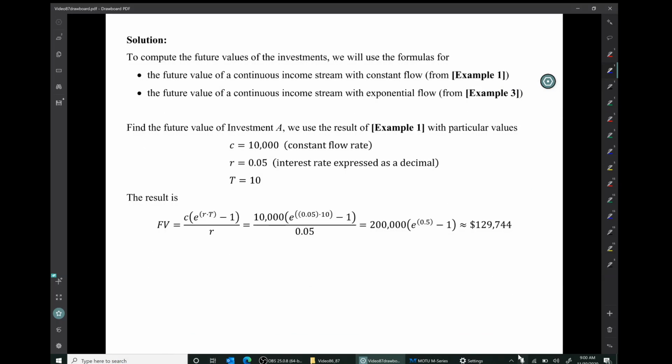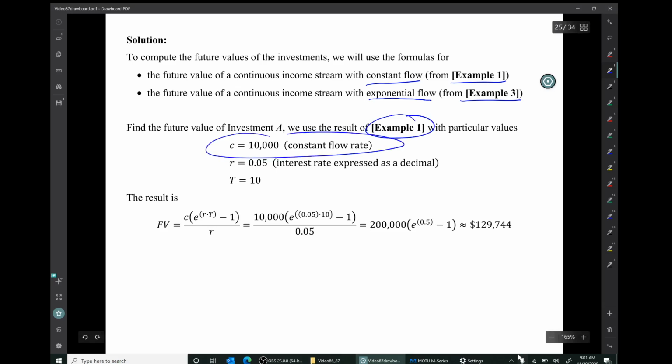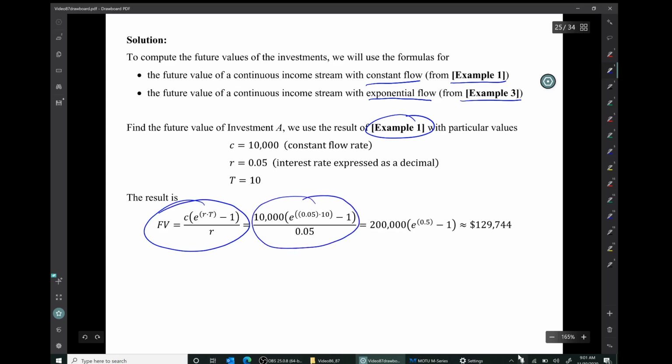Well, to compute the future values, we'll use the formulas for the future value of a continuous income stream with constant flow from example 1 and the future value of a continuous income stream with exponential flow from example 3. To find the future value of investment A, we'll use the result of example 1, that's constant flow. With these particular values, the constant flow rate is $10,000 per year, the interest rate is 0.05, the time is 10. We substitute those into the formula from example 1, and we get this expression, which simplifies to this exact answer. The approximate answer rounded to the nearest dollar is this.